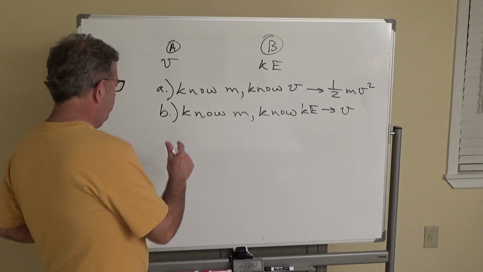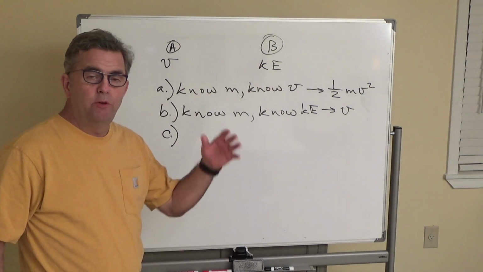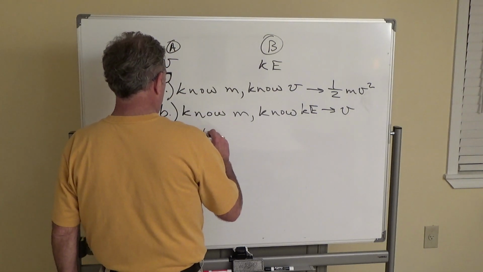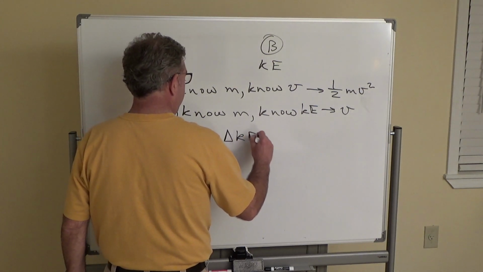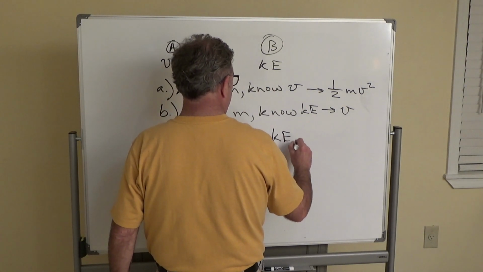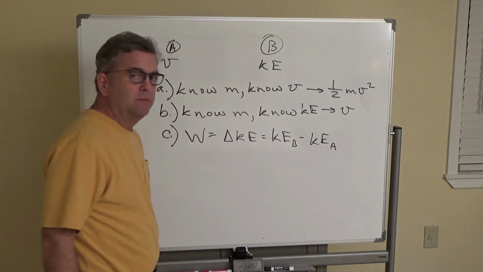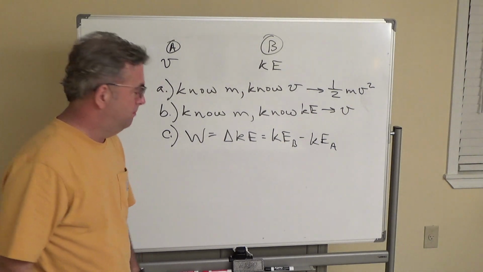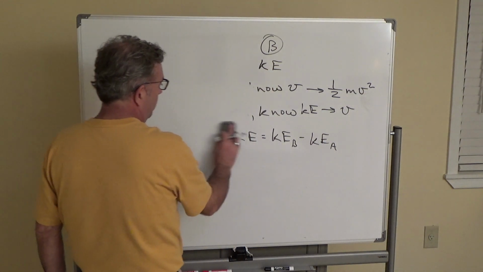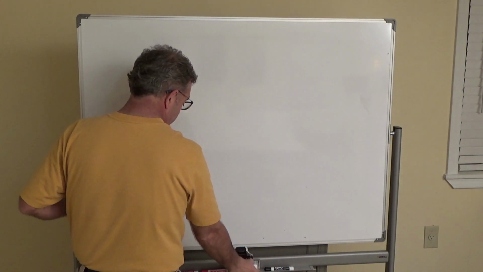Part C, how much work was done on the particle or the mass in moving from A to B? Work energy. Work is equal to the change in kinetic energy. That's going to be equal to the kinetic energy at B minus the kinetic energy at A. That's it. Some of these I know have tutorials, so it'll guide you, but maybe this will jumpstart you.